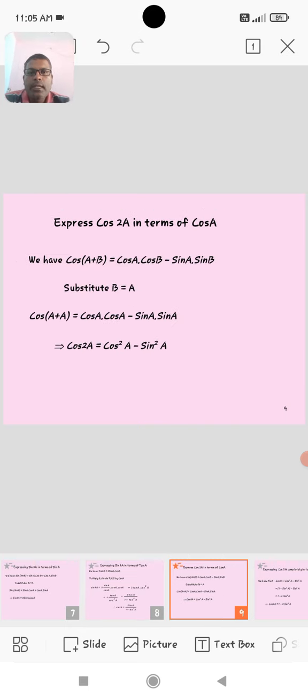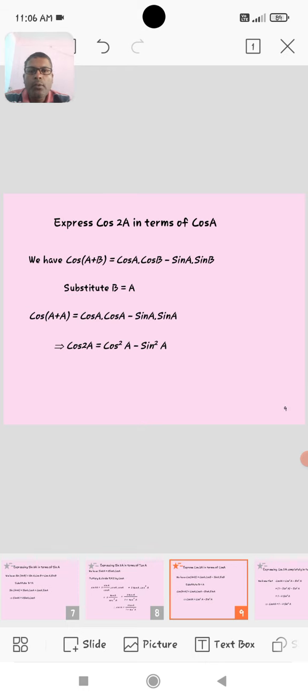Now the next one: express cos 2a in terms of cos a. We have the cos of a plus b formula. What is the cos of a plus b formula? Cos a into cos b minus sin a into sin b.